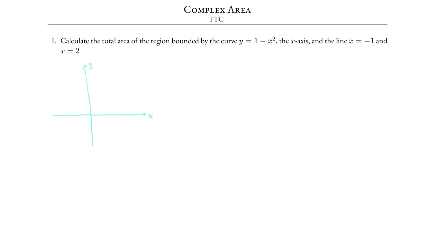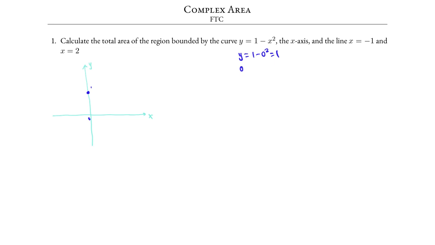For the curve y equals 1 minus x squared, if x is 0, then y equals 1. So this curve will go through the point 0, 1. That will be the y-intercept. When x equals 0, y equals 1.